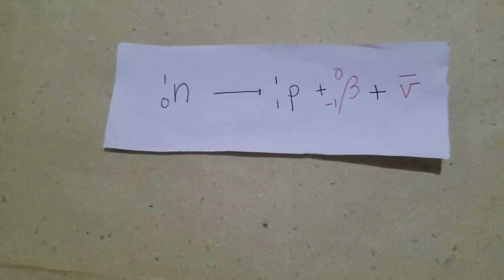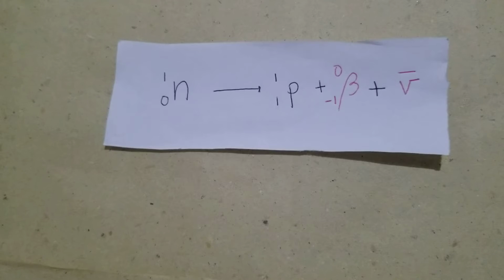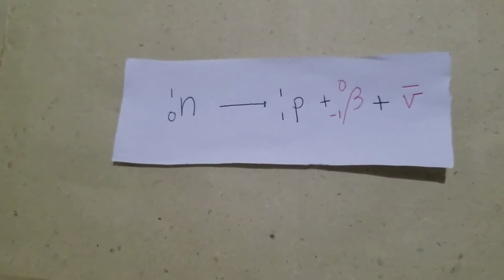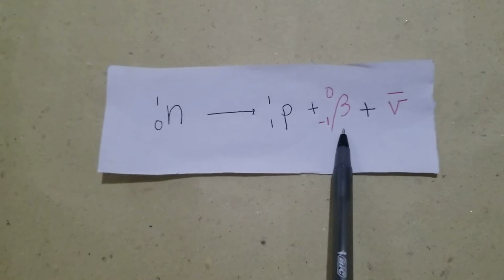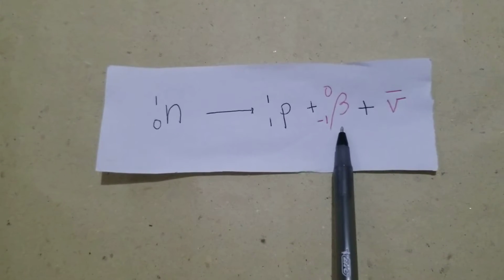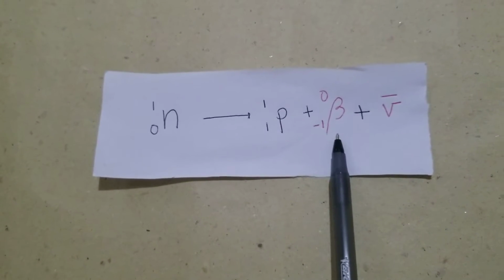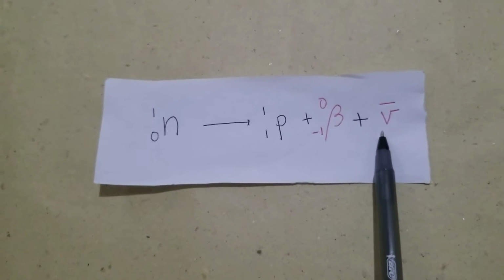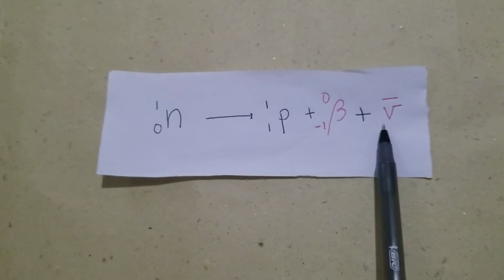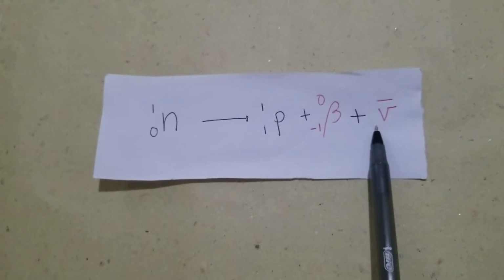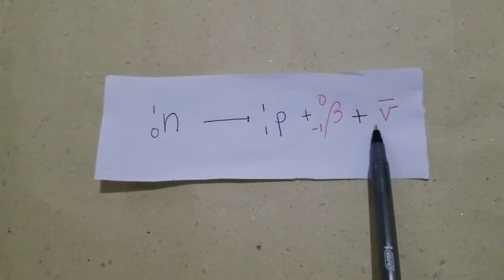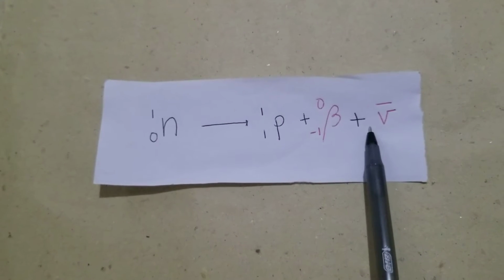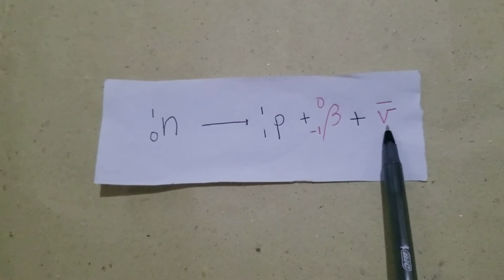In beta decay, a neutron decays into a proton and an electron. An additional particle with no charge and virtually no mass must also be emitted. This particle is called an antineutrino, and it is written like this.